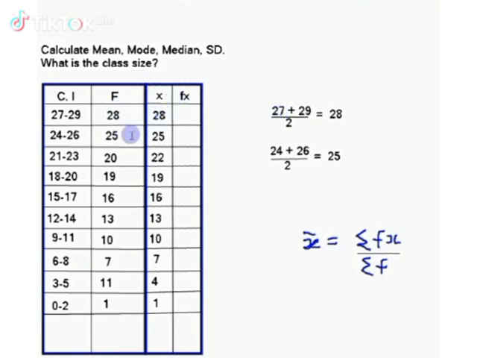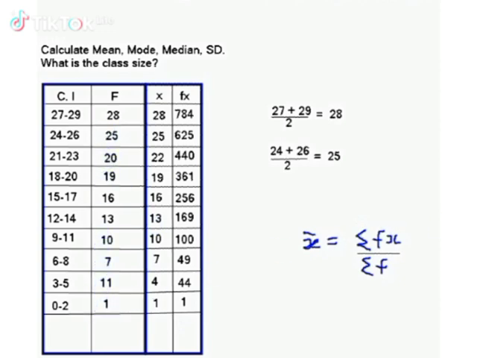Then fx is the multiplication of frequency and the midpoint. So I have 28 times 28 and all that. Multiplying frequency and the midpoint, you get the fx. After getting all these values, the next thing is to sum all the values on this fx. That is the summation fx and summation f.